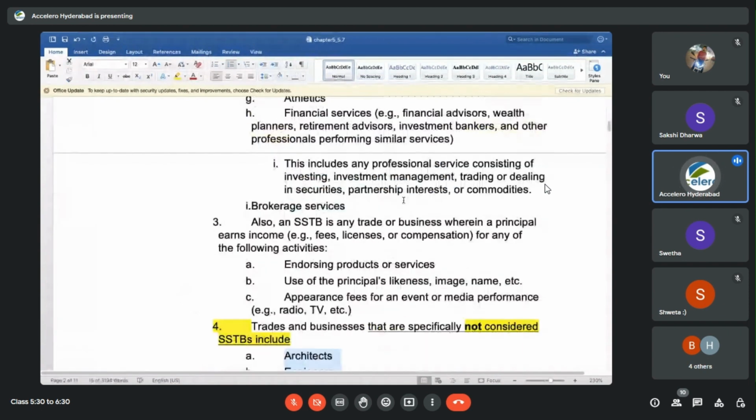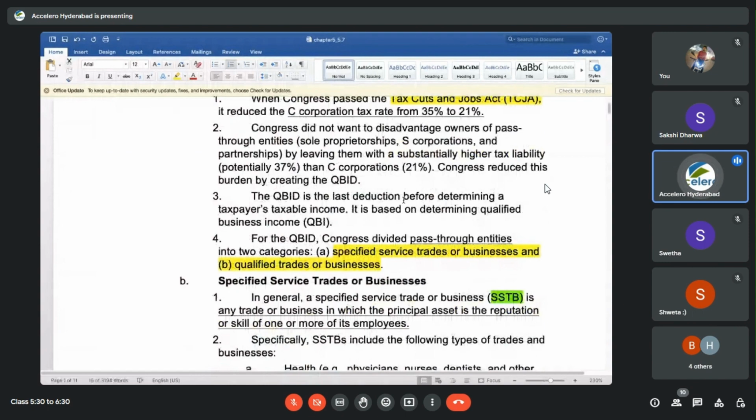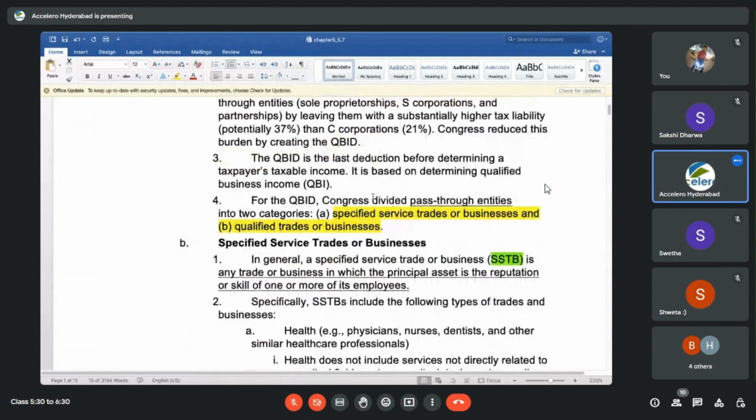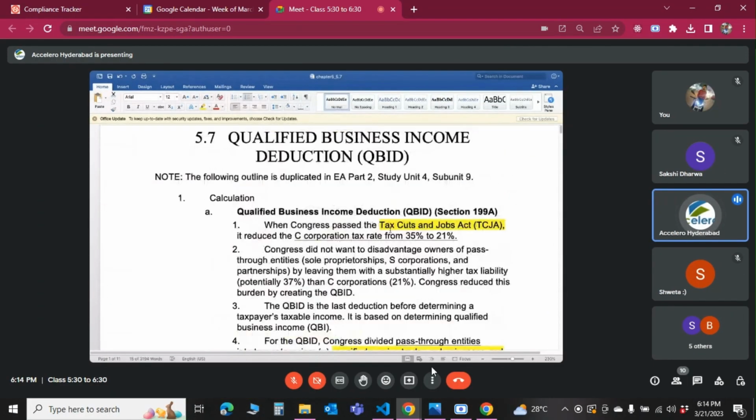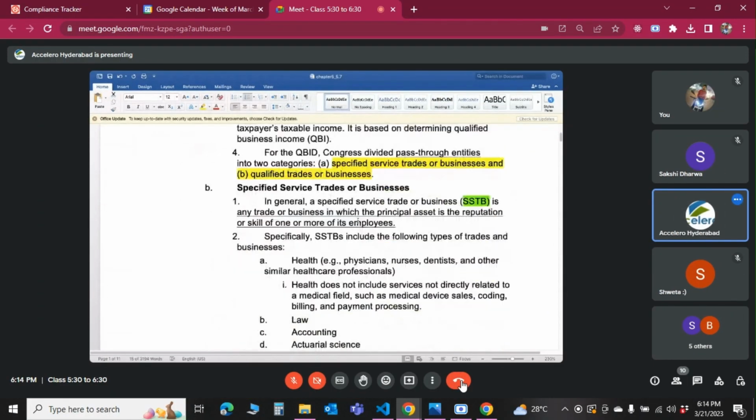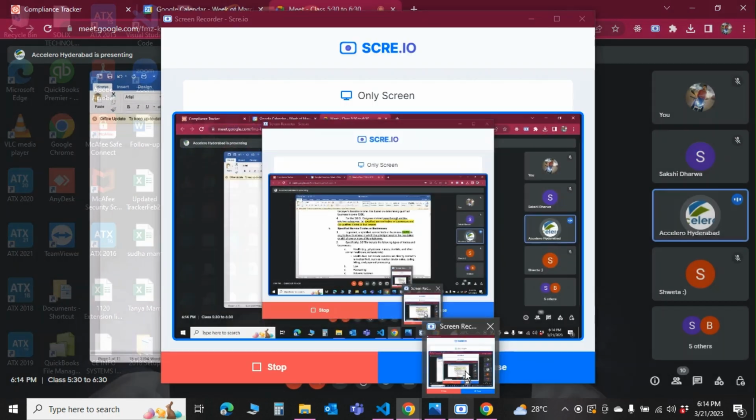Any questions here? We'll just take a quick break and open up for questions. Anything that you're not able to understand? What is QBID? What is the background? What is its purpose?